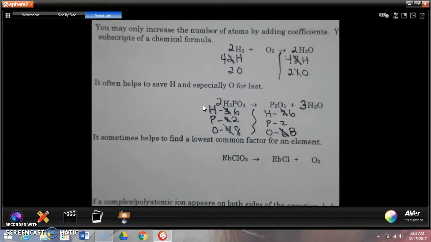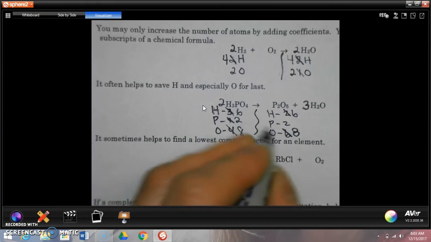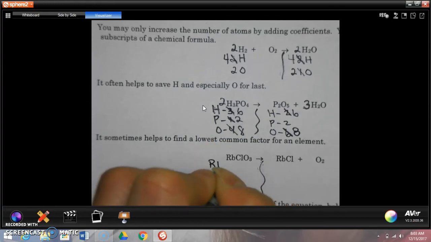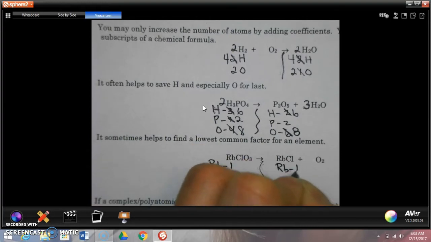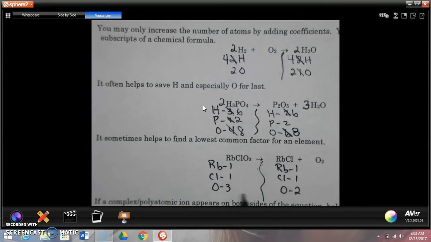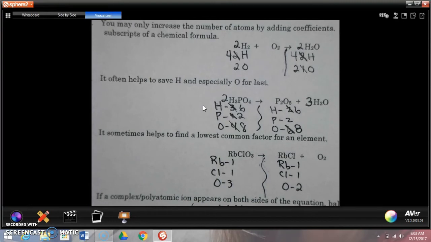Next hint, again, doesn't have to be followed, but is useful at times. Find a lowest common factor. So once again, we're going to tally everything up first. I've got 1 Rb, I've got 1 Cl, and I've got 3 oxygens. 1 Rb, 1 Cl, and only 2 oxygens on this side. So everything's balanced except for oxygen. 3 on one side, 2 on the other.